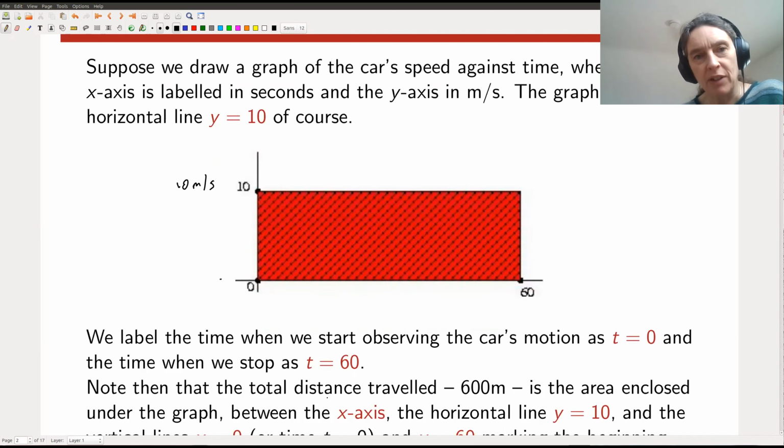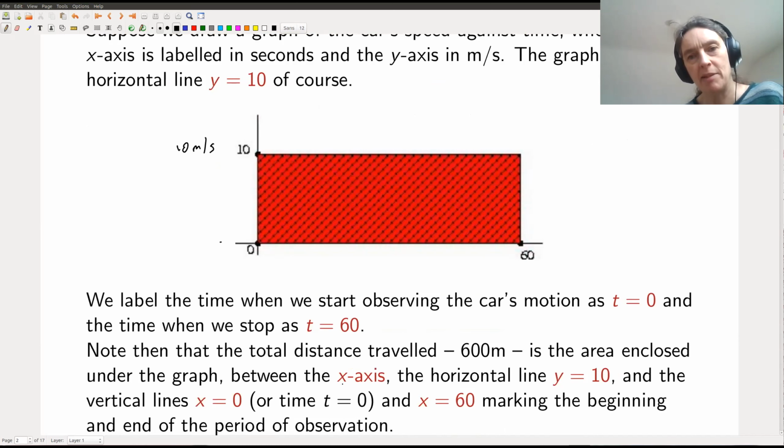But the thing to observe here is that we can actually interpret that in terms of the graph as the area of this red rectangle. So it's the number of meters per second, which is 10. That's the height of the rectangle multiplied by the number of seconds. Gives us the 600 meters, which is the distance traveled. Okay, so that's an observation. And of course, we can answer this question without having to think about areas of rectangles, but that is an interpretation of the answer that we have given.